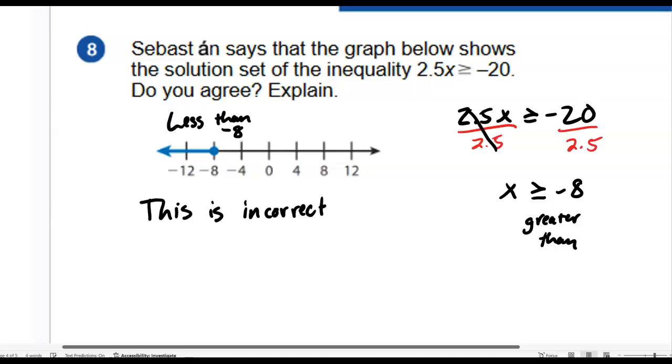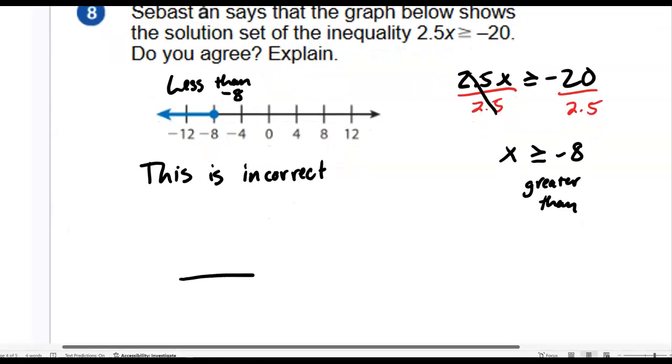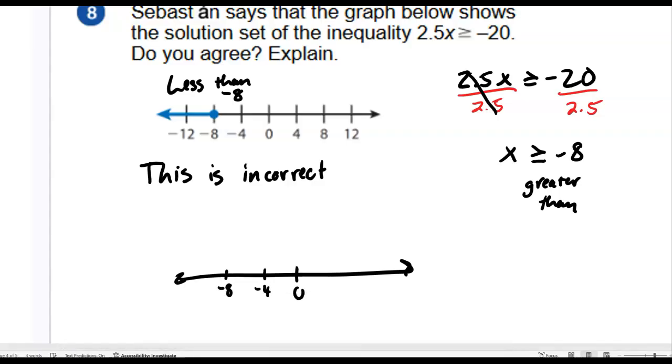And so how we would redraw this is we'd say, okay, here's your graph. Here's 0, negative 4, negative 8, negative 12. We're including negative 8, but now we're taking all the numbers that are greater than negative 8 to infinity. So including 4, 8, 12. So I just had it go the opposite way.